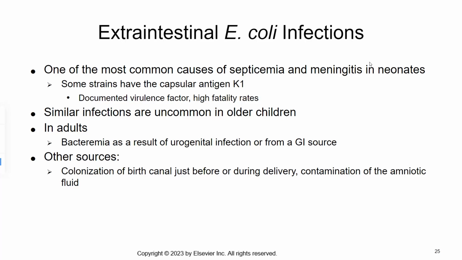Extraintestinal E. coli infections are one of the most common causes of septicemia and meningitis in neonates. Some strains have the capsular antigen K1, a documented virulence factor, with high fatality rates. Similar infections are uncommon in older children. In adults, bacteremia occurs as a result of urogenital infections from a GI source. Other sources would be colonization of the birth canal just before or during delivery, and contamination of the amniotic fluid.